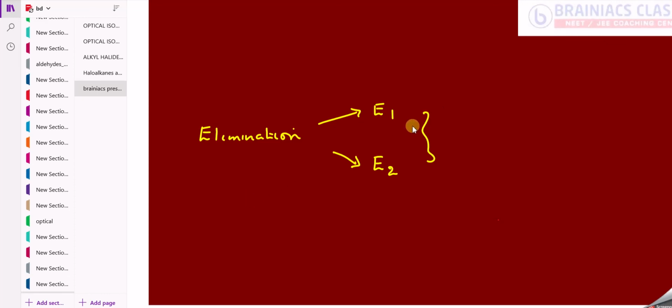One important point to remember here is that heating is an important factor for elimination. Usually in the E2 mechanism, heating is very much required. So we will come to that.